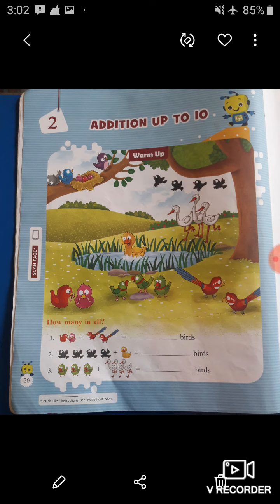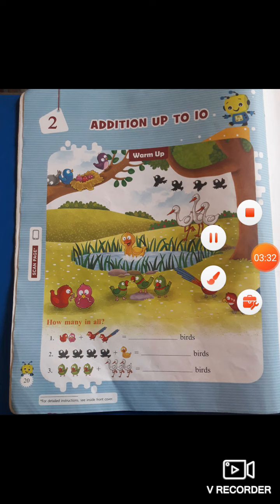Now look at your book, open page number 20, addition up to 10. Here an activity is given. Look at this beautiful picture. There are so many birds with their baby nest in this picture. Now let's do the activity. How many in all? Students, here we have to count and tell how many in all.